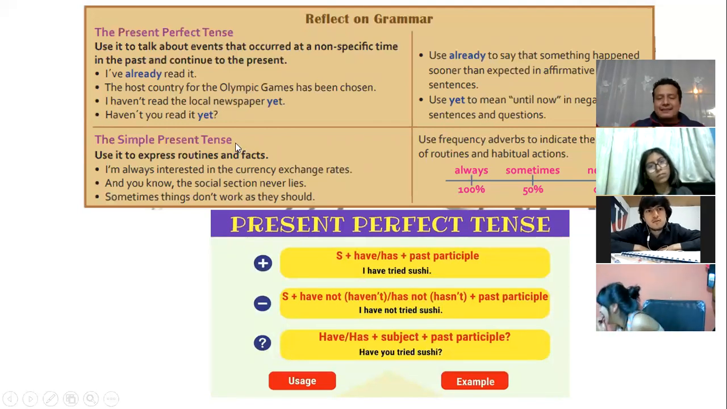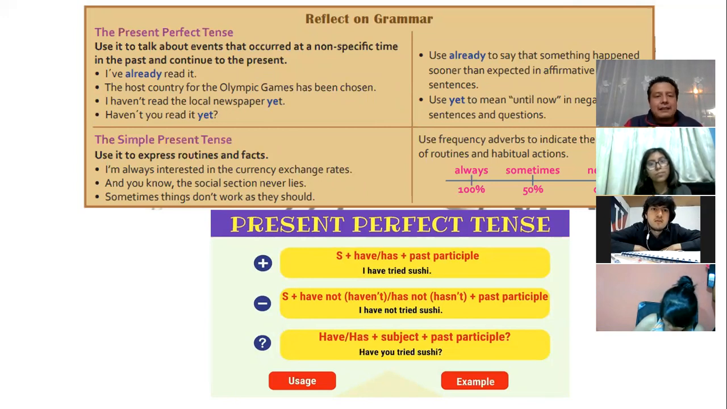This is the difference between the present perfect tense and the simple present tense. Simple present is for routines, or maybe something you finish at this time. And present perfect tense is sometimes for something you finish at this time, and also for events that occurred in the past and continue occurring now in the present.